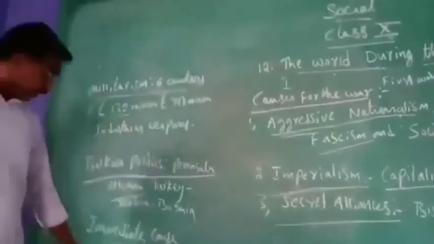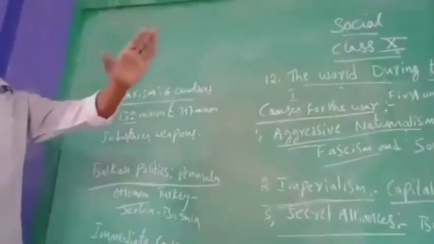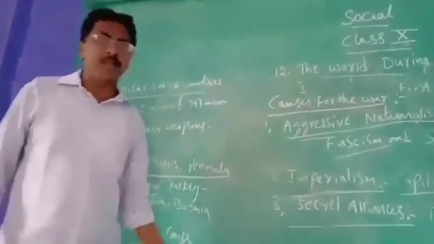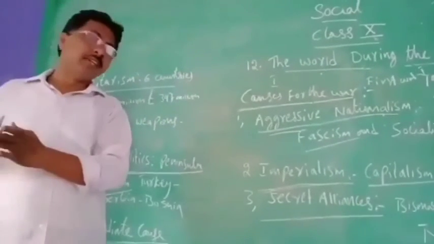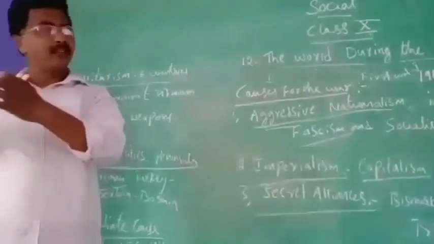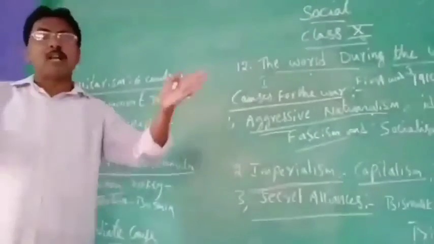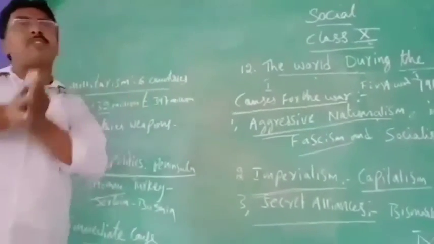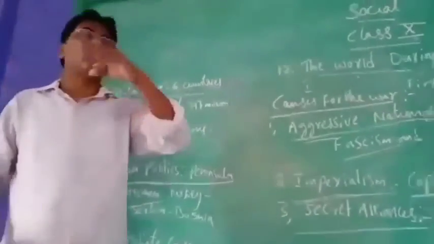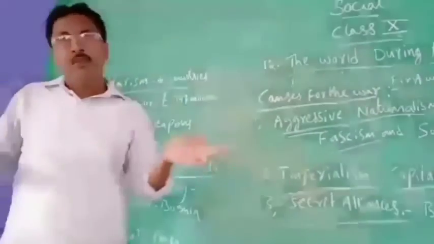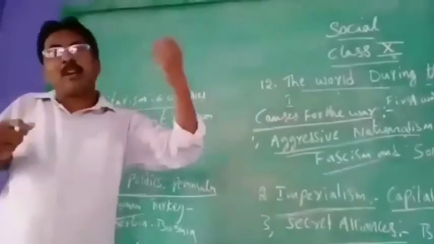This Ferdinand went to occupy Serbia. Ferdinand is a king of Austria. With his army, he attacked Serbia. So Austria and Serbia fought, and in this Serbia was defeated.